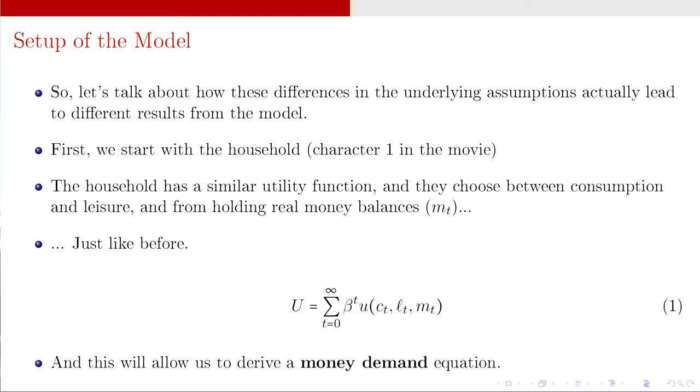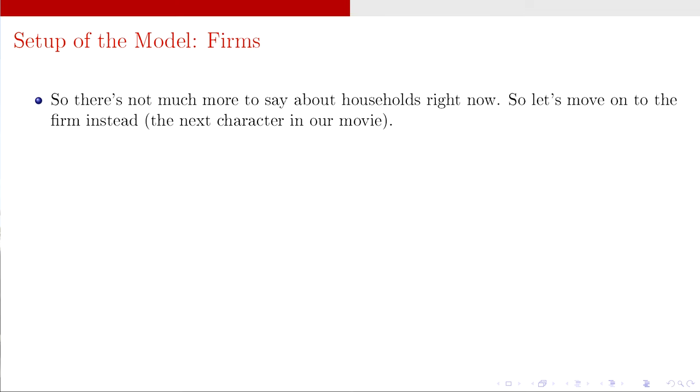But by having money in there, that's going to allow us to derive a money-demand equation. The consumption stuff is going to give us the Euler equation. The labor stuff is going to give us a labor-supply equation. So as far as the setup of the utility function is concerned, it's really not all that different from what we saw in previous models. Other than that, there's not much more I can really say about the household, so we're just going to move on to the firm, which is the next character in the movie.